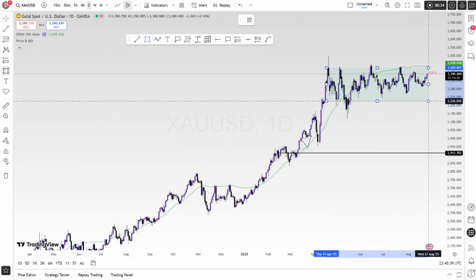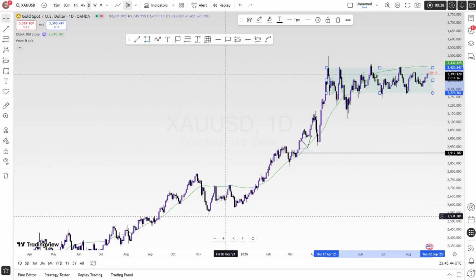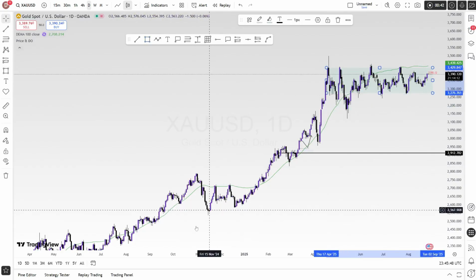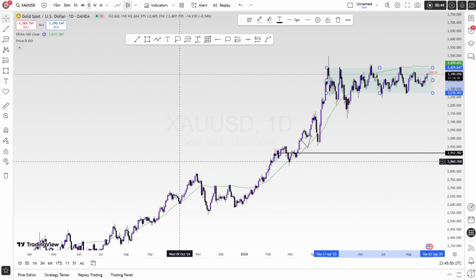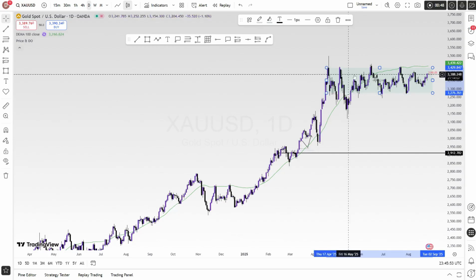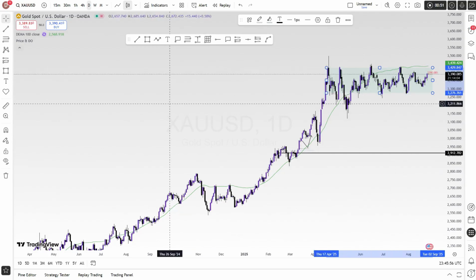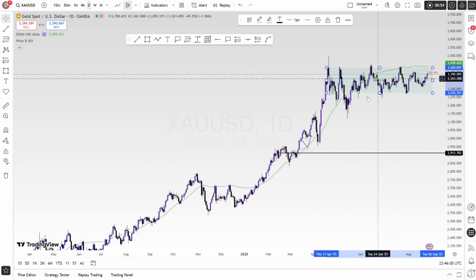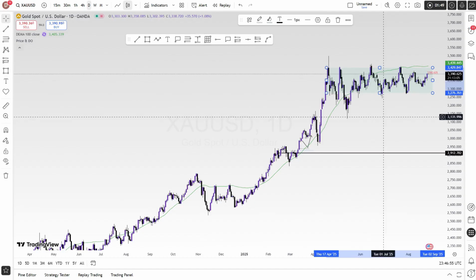How to identify a consolidation? You just draw a box, you see it doesn't move in one direction. Like when you see an uptrend, you know this thing is going up. When you see a downtrend, you see it's coming down. But this one is just going sideways, right? So it's consolidating. I hope by now you've understood the basics of market structure.